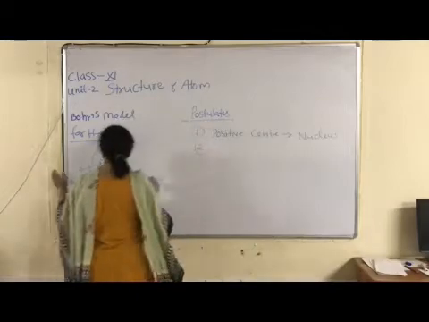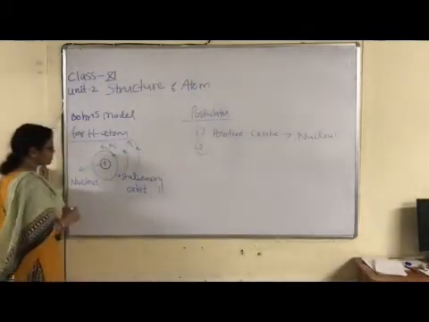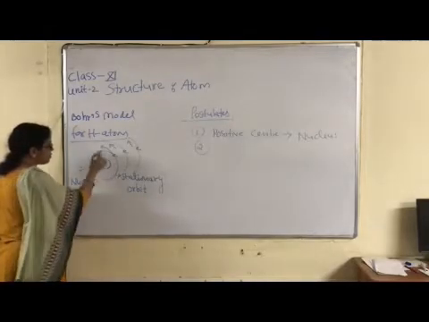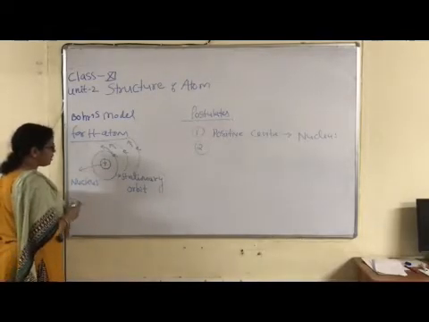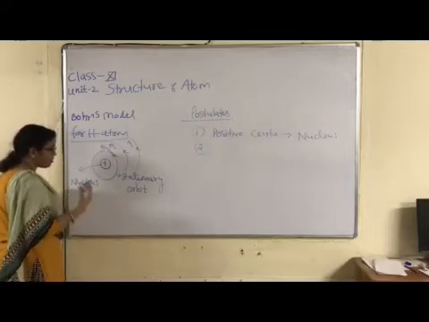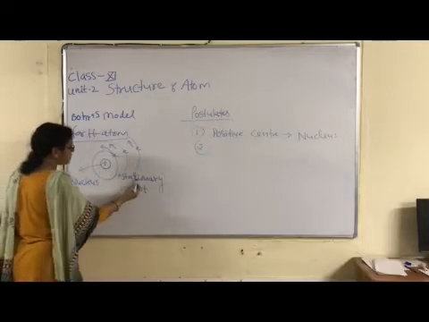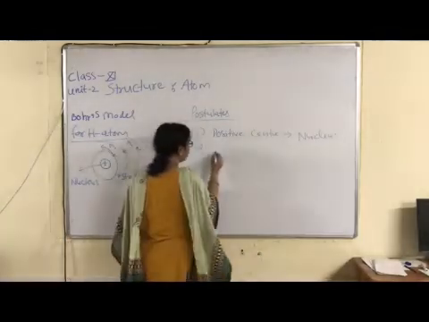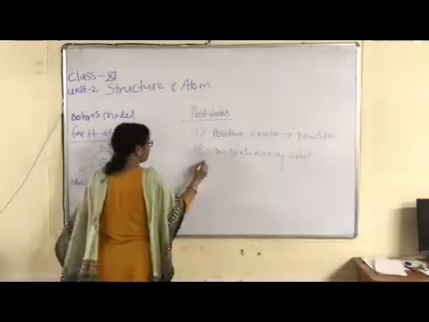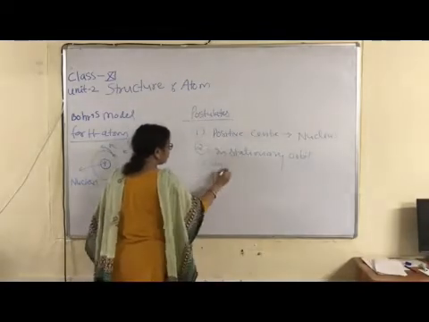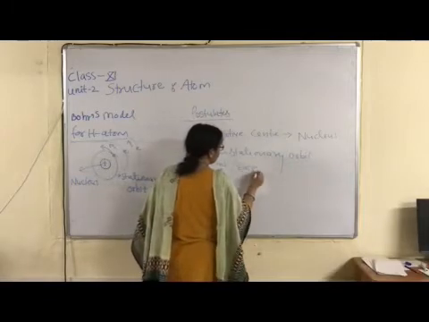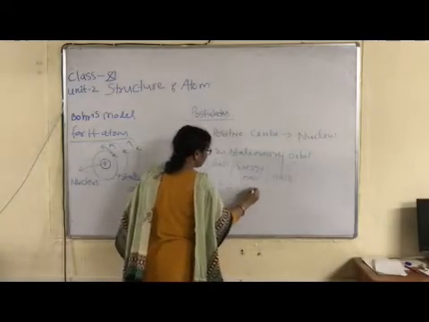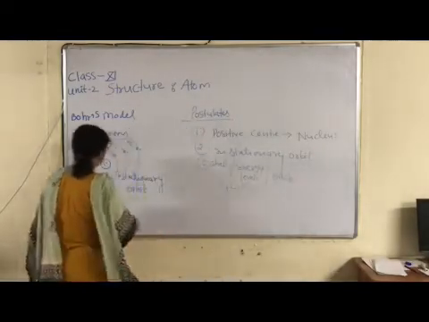Second, he gave the concept of stationary orbit. Electron revolves around the nucleus in fixed energy levels. What is the path of revolution? Circular. And what is the value of energy of each orbit? Fixed, which is also known as a stationary orbit. So movement or revolution of the electron occurs only in stationary orbits. Different shells or energy levels are given as K, L, M and so on, right?